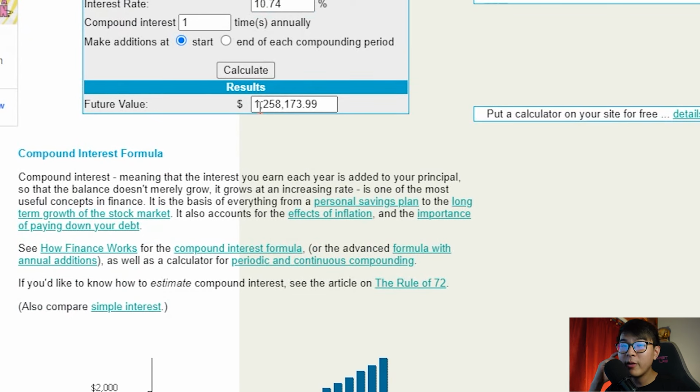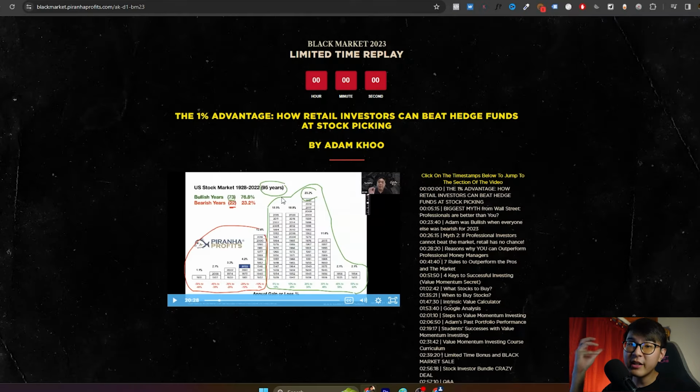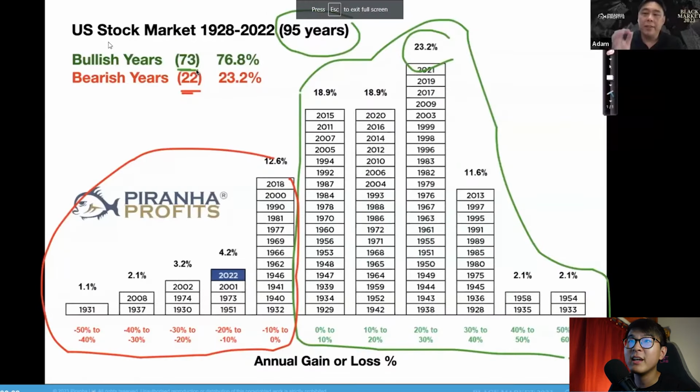Okay, so compound interest will really help you grow your money exponentially long term. But the key point of investing into the S&P 500 is to always ensure you're putting money in regardless of the price of the S&P. There are certain years in the S&P where you'll lose money. I'm just taking a screenshot from one of his webinars. This is an analysis of the US stock market over 95 years.